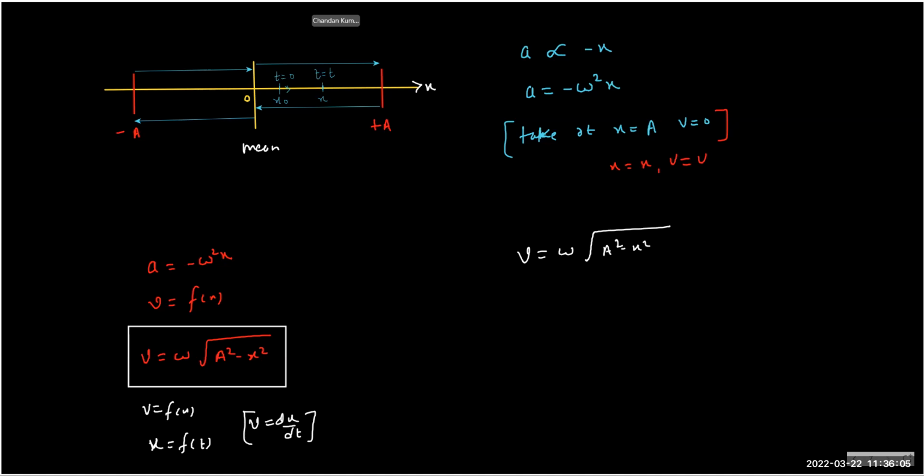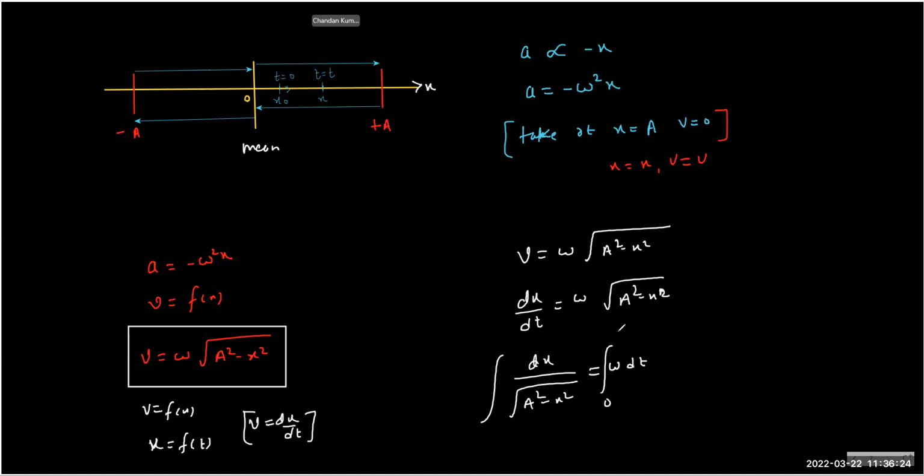So the way to solve is very easy. You have to add dx by dt is omega. Bring all the x term one side. So dx upon a square minus x square is omega dt. And simply integrate, from 0 to t. So what is the integration of dx upon a square minus x square? If you don't know the answer, then you can do it by the very famous method of substitution.